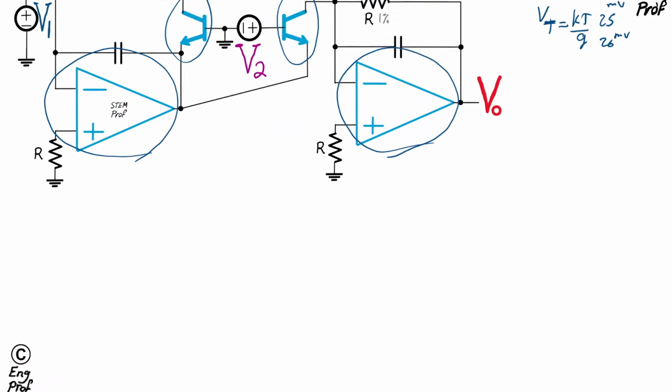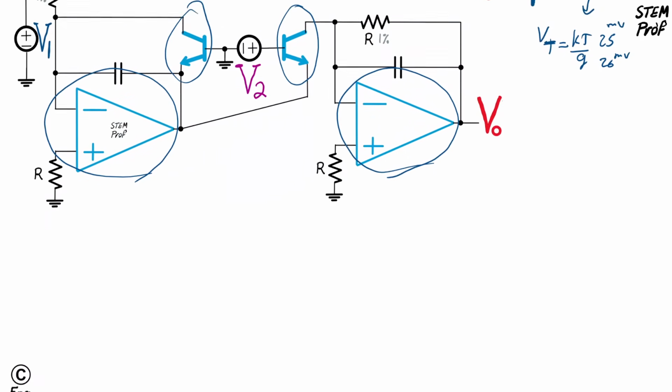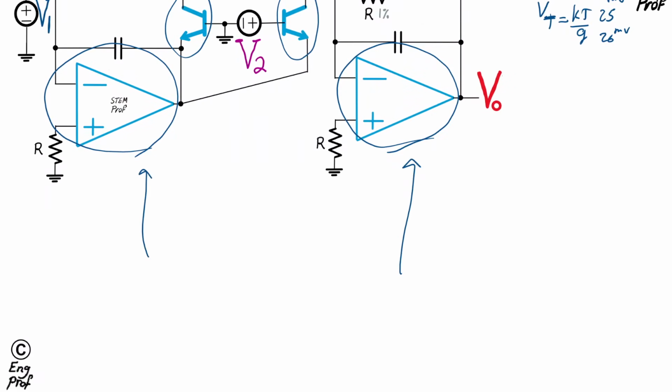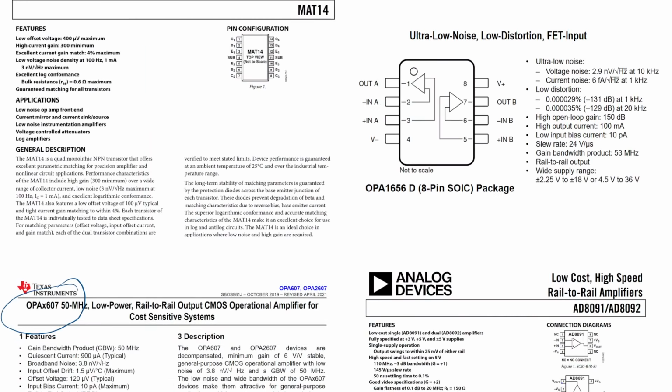For the op amp, again, as I said, for these two op amps, we want them to be in the same package with good properties. For instance, ultra low noise, low distortion, FET input. That's the OPA1656 from Texas Instruments, and from Analog Devices.